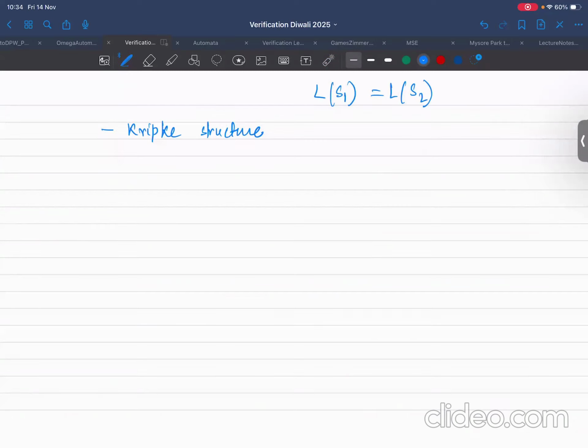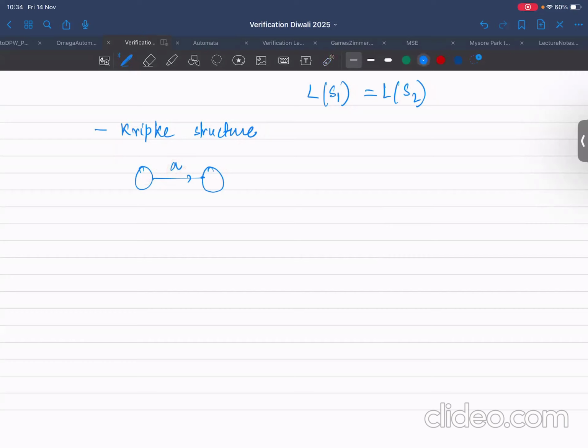Label of state S1 is the same as the label of state S2. But one can also define, instead of Kripke structures, the bisimulation on some kind of automaton where the labels are on the transitions, right? So how will you define the bisimulation relation there, if instead of on states, the labels are on the transitions?